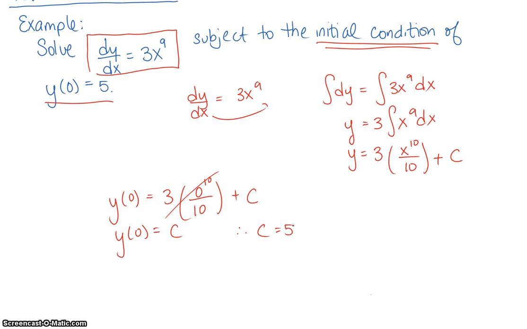If I gave you an initial condition of 1, then you'd have to figure out what value it would be by plugging a 1 in to the power of 10 all over 10 times by 3 and solve for c. So our actual function in this particular case is going to be 3x to the 10 all over 10 plus 5. It solves for the value of c.